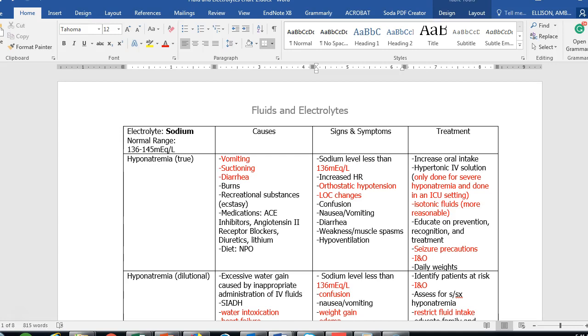How do you manage this? Well, if they can do PO, you're going to give them PO. If they can't, you're going to give them intravenous fluids. The doctor might want to do a fluid challenge test to see if the kidneys are causing an issue, if they're not functioning. And the way that would work is you would bolus them 500 mLs and they should pee it out. And if they don't, there's probably something wrong with the kidneys.